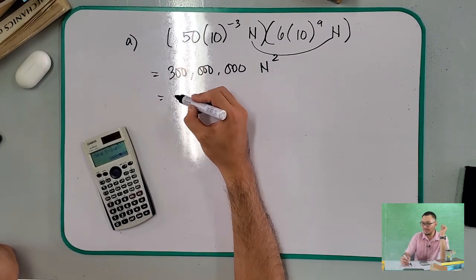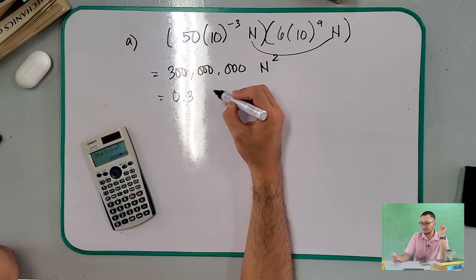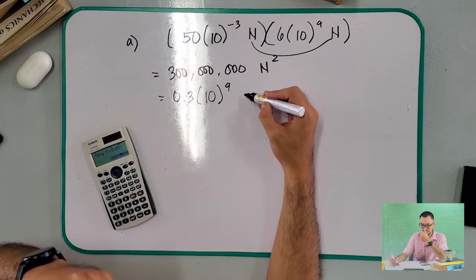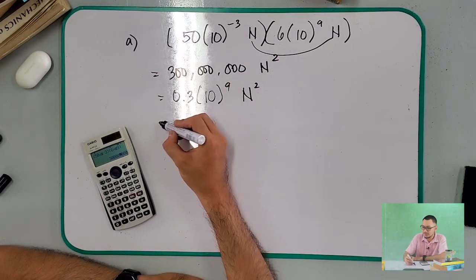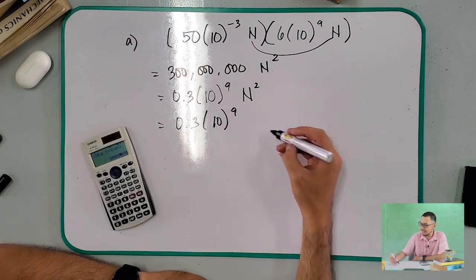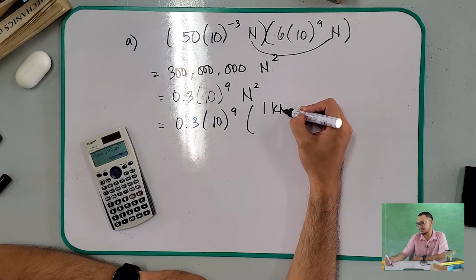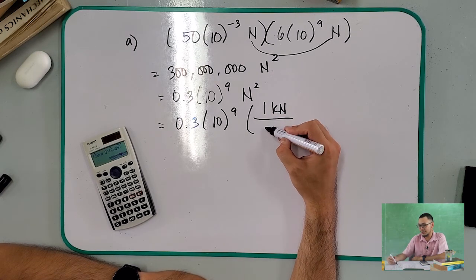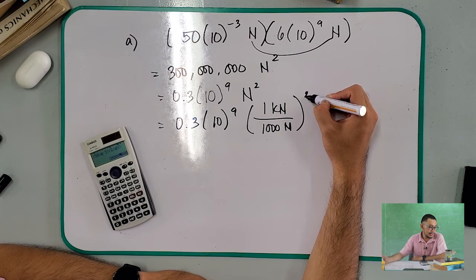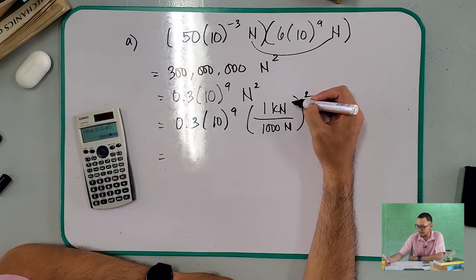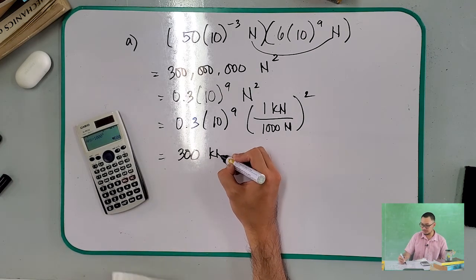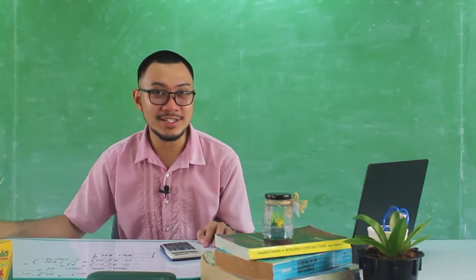And simply 0.3 times 10 to the power of 9 newtons squared. So to simplify it further, 0.3 times 10 to the power of 9 times 1 kilonewton per 1,000 newton, and squared. So this is squared, and then squared as well. So, 300 kilonewton squared. That is the answer for A.